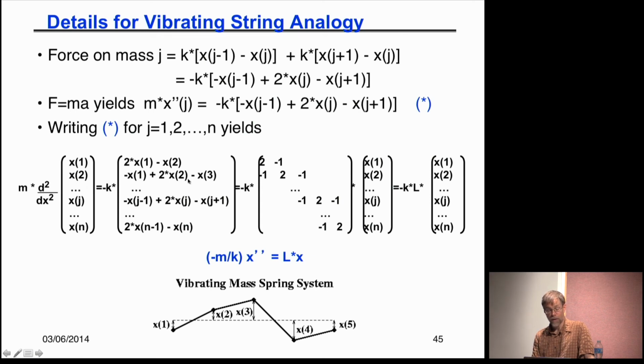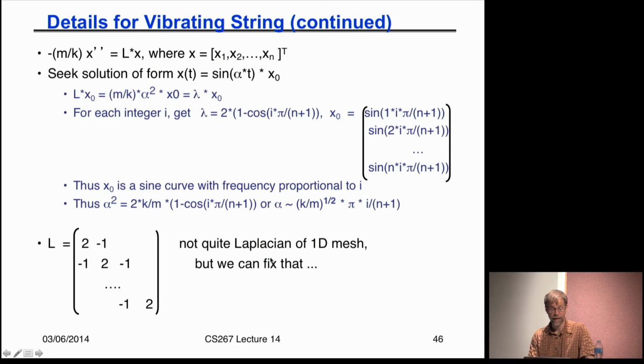And so if I just write that down for all of the vertices here, I get that the mass times the second derivative of all of the positions is the spring constant times, well, that very familiar looking matrix, times that vector. So minus k times now the Laplacian times x, okay? So there's F equals ma. Let me just write it down again and keep going.